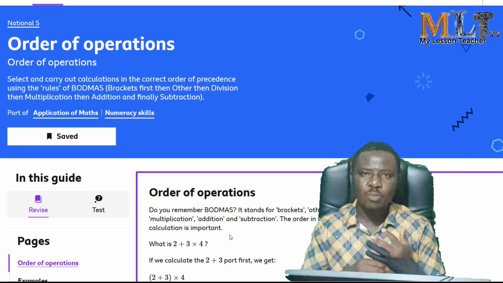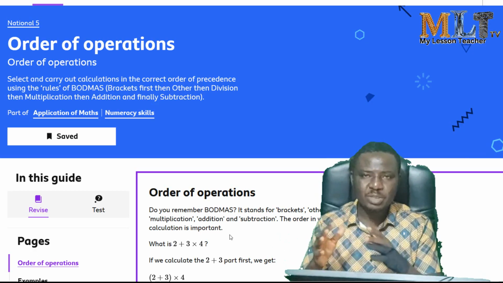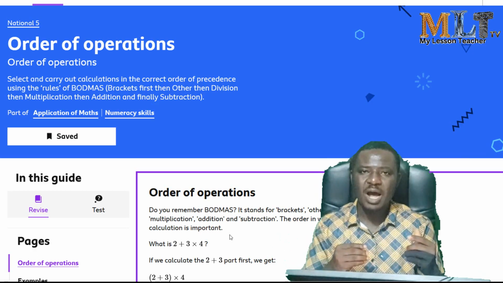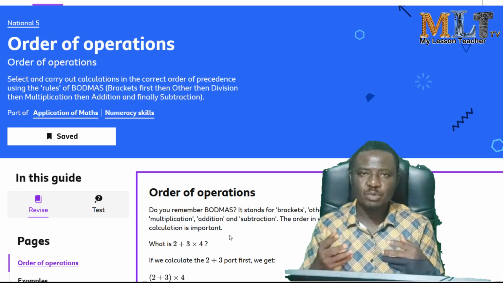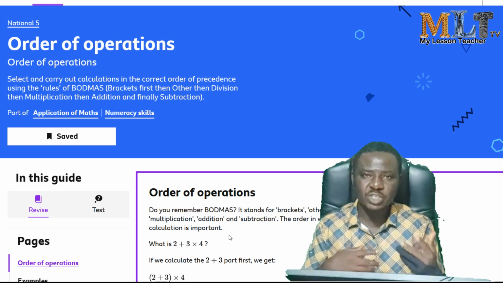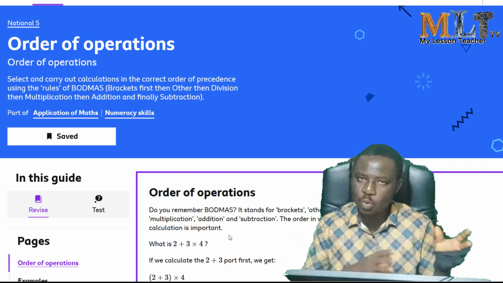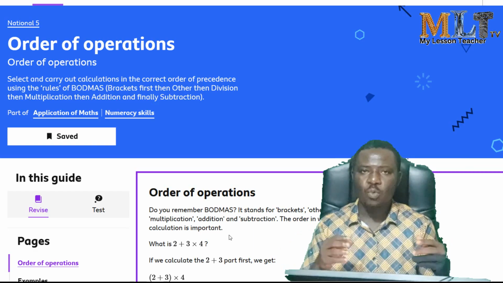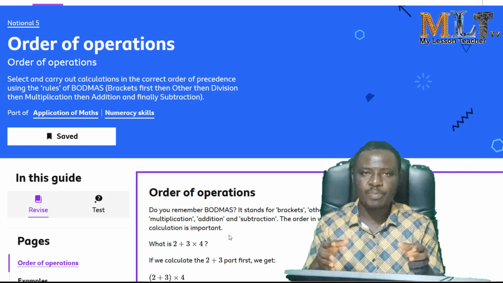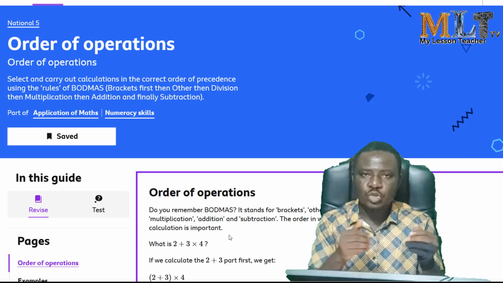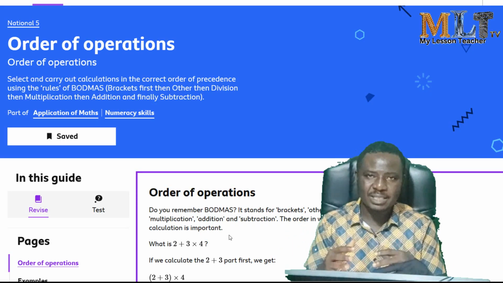Okay, order of operations. In a mathematical expression where you have all these operations in play, by operations, I'm talking about multiplication, addition, division, brackets, and all of that. When you have all these operations in an expression, the order in which you carry out these operations matters.